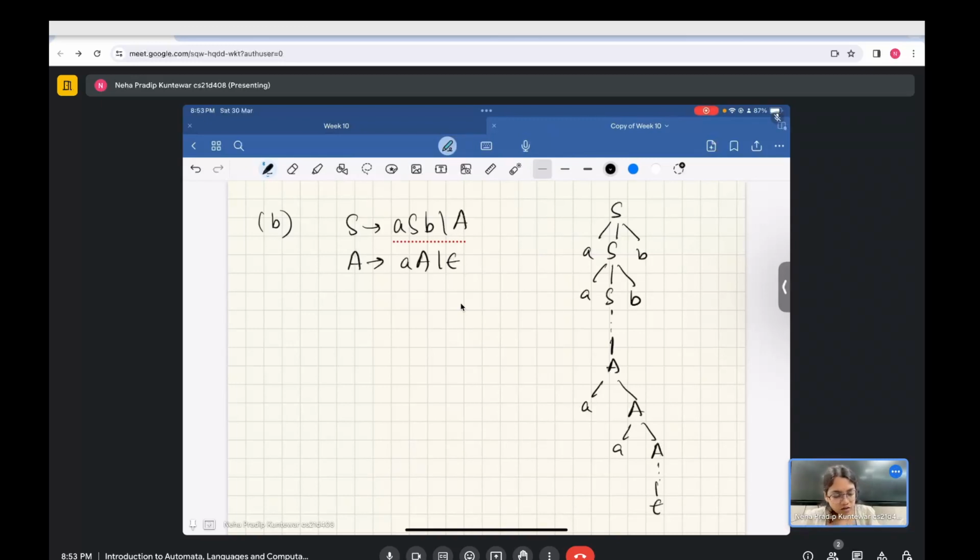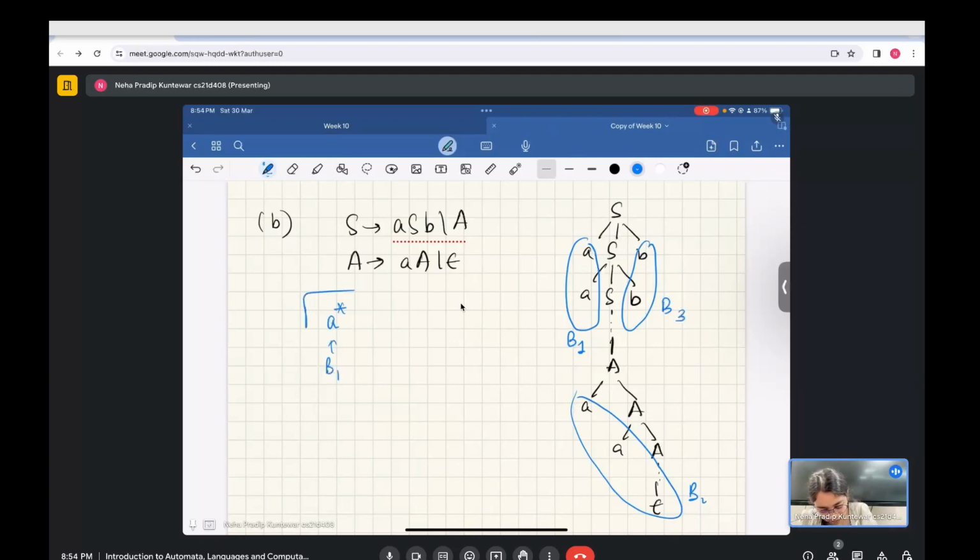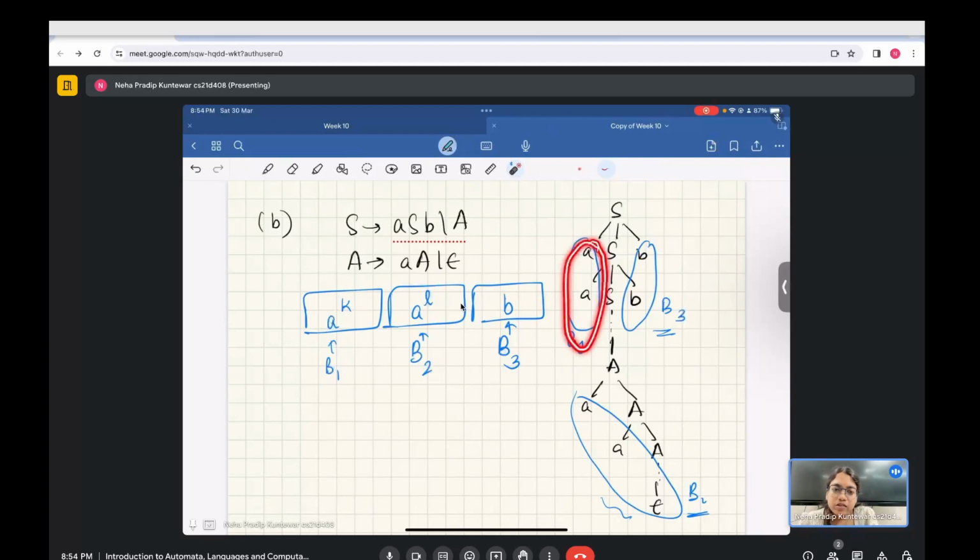So what is the language of this? You can think of this in terms of blocks. Let's say this is the first block that is generated, this is the second block, and this is the third block. Notice that any string of this is going to be a star, which comes from the first block. Then you are going to have a to the k. Then you can have some l many a's which come from the second block, and then you can have some number of b's which come from the third block. But notice that if you have k number of a's here, then you will have exactly k number of b's here, because for every a that is generated there is a b that comes up. This happens as many times as you use the aSb production. So the number of b's here will have to be equal to k.